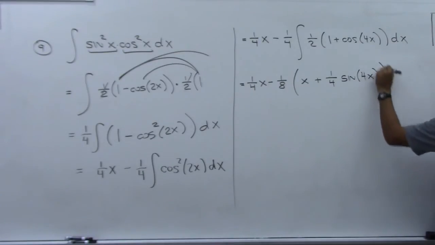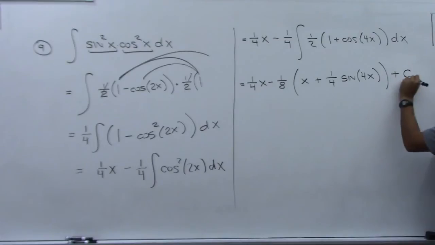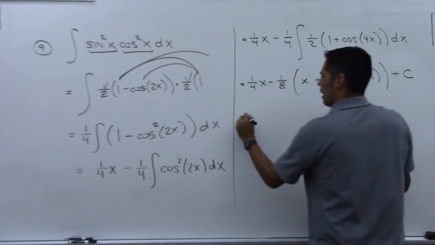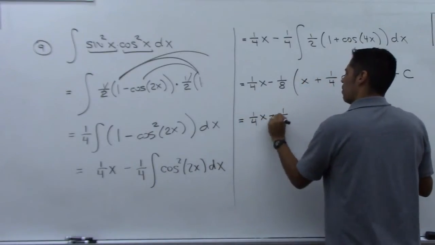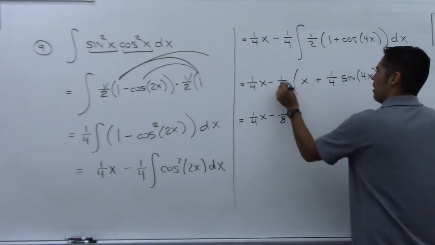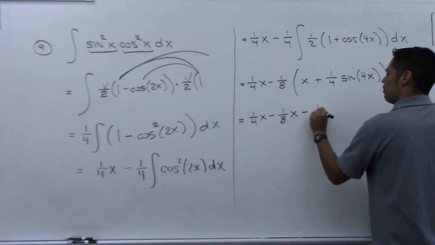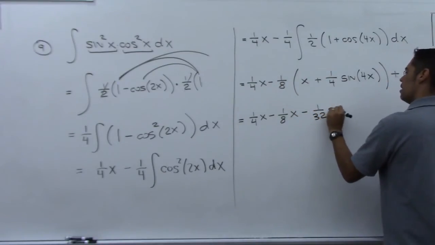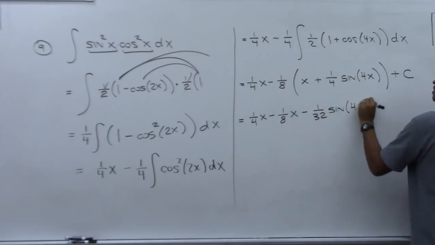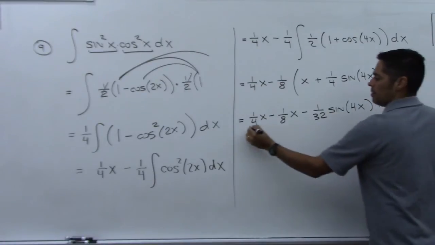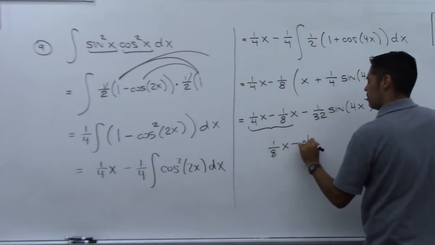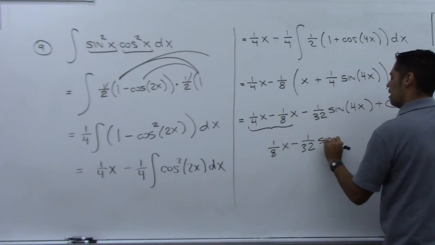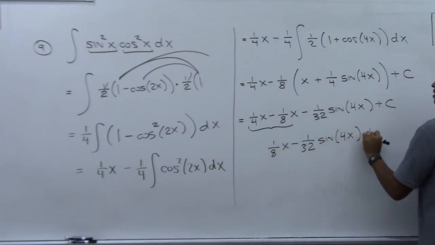Parentheses. I use parentheses this time. Plus c. And then distribute the negative 1/8 through. So 1/4 x minus 1/8 x, and then distribute here to here, negative 1 over 32 sine 4x plus c. Put these two together, that's just 1/8 x minus 1/32 sine 4x plus c.